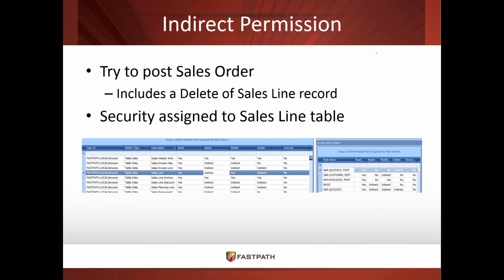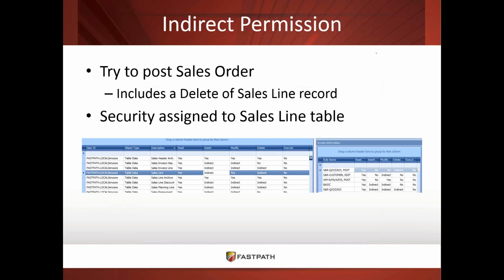So to get into that indirect permission just a little bit more, the example I like to use here is posting a sales order. When you post a sales order, one of the items it does includes a delete of a sales line record or multiple sales line records. So when you post a sales order, your user is going to need access to delete a sales line record.